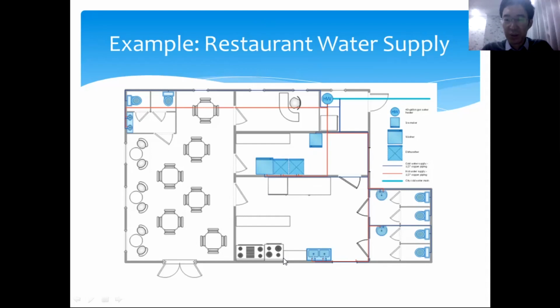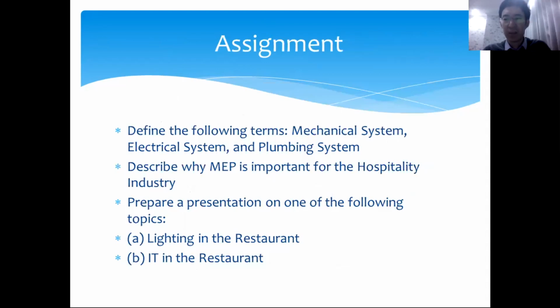And of course, to the kitchen we should have the supply of water. We have laundries here, dishwashers, etc. So basically that's it for today.